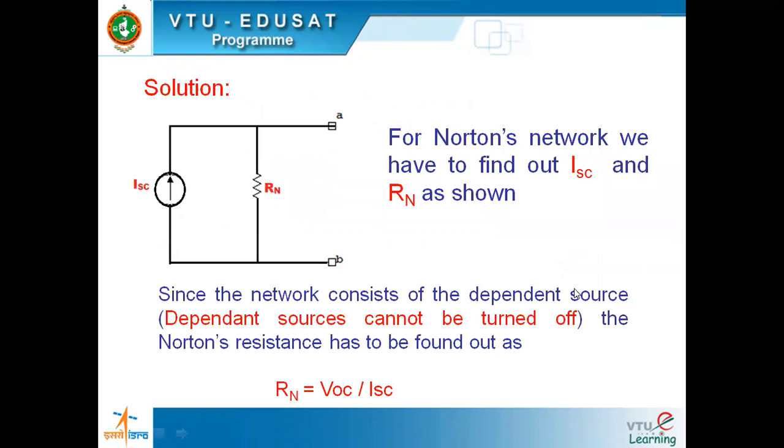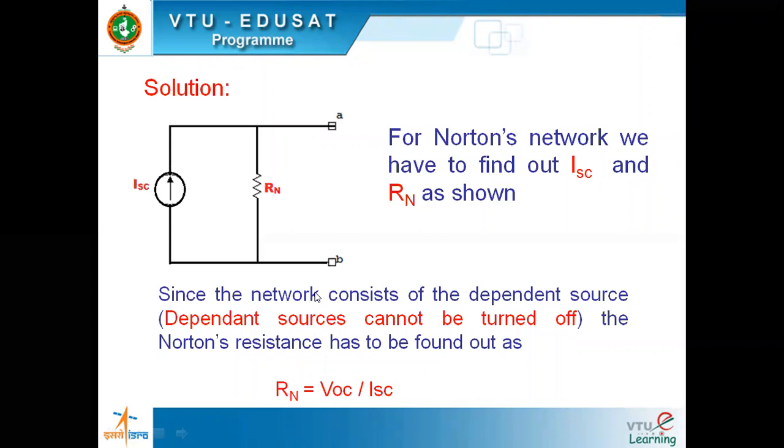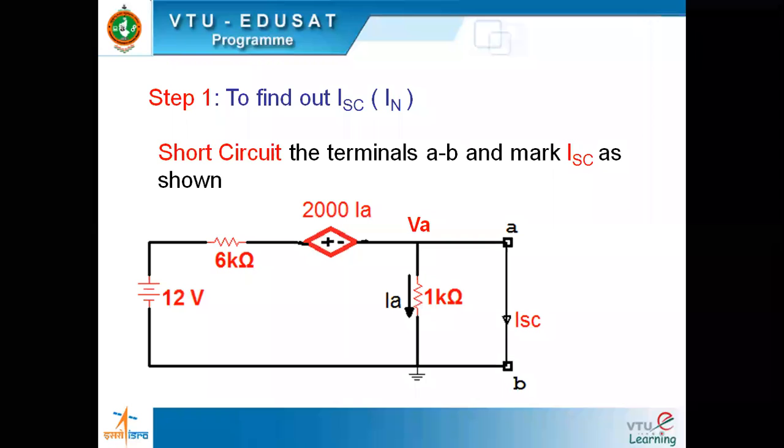So for finding out the Norton's equivalent network, we have to find out ISC and RN. Since the dependent sources are involved, RN has to be found out as VOC by ISC. That is the catch here. It's not only ISC that we need to find out. We have to find out VOC also, because this problem involves a dependent source, and a dependent source cannot be deactivated. So let's find out ISC first.